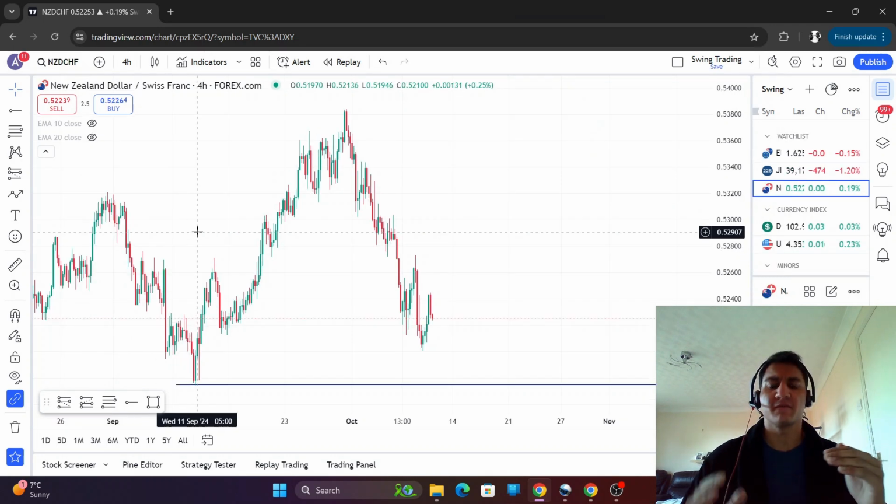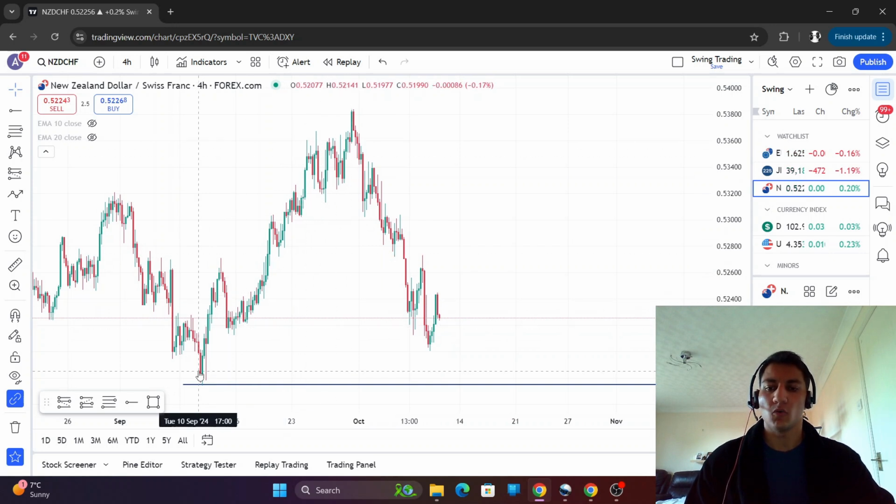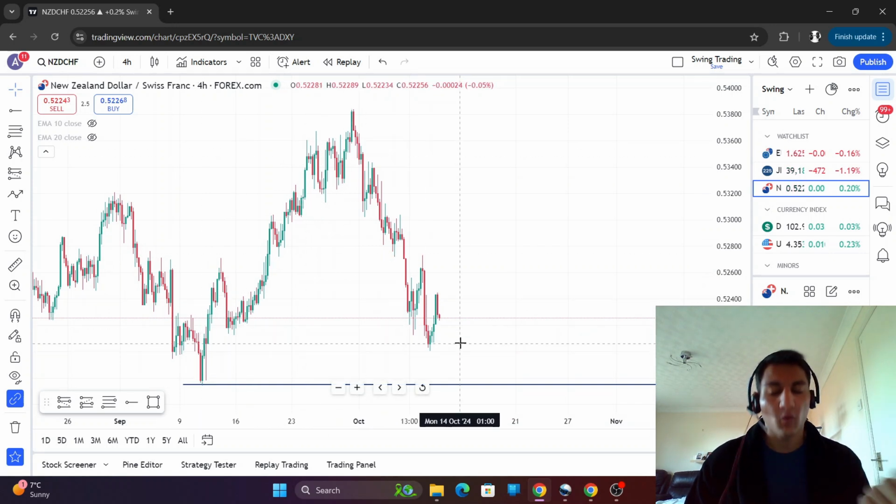So the first thing I'm looking for is an obvious draw on liquidity. Like I want to know what high or what low price is going for. I want it to be so obvious that it's undeniable. It's so clear what we're going to go for.